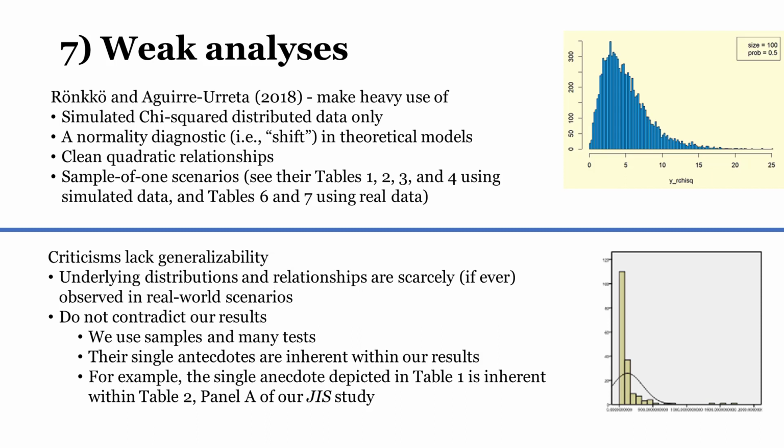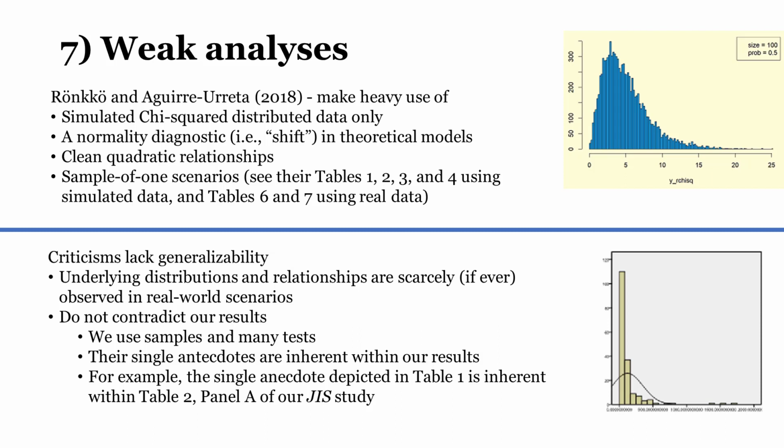Look on the right-hand side of this slide. The simulated chi-squared distribution on the top right and the histogram of a real financial ratio on the bottom right are both right skewed. However, normality diagnostics expose extreme differences, and those diagnostic differences will greatly impact test assumptions and results. The authors also use a normality diagnostic, i.e. shift, to make points. They use very clean quadratic relationships, again based on simulated data. They also use sample of one scenarios.